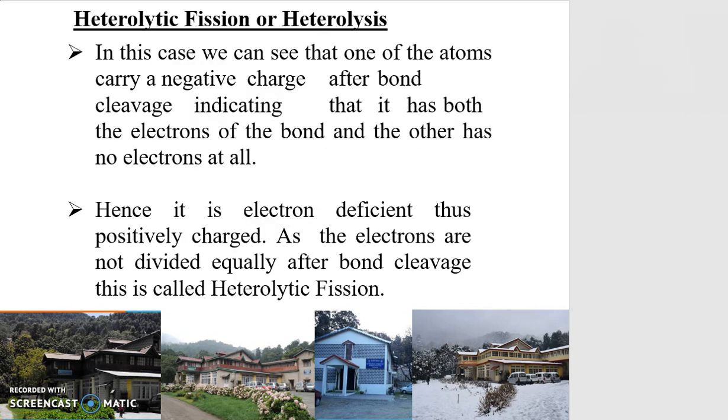Now, heterolytic fission or heterolysis. You know, my friend, in this case we can see that one of the atoms carries a negative charge after bond cleavage, indicating that it has both the electrons of the bond, and the other has no electrons at all. Hence, it is electron deficient, thus positively charged. As the electrons are not divided equally after bond cleavage, this is called heterolytic fission.